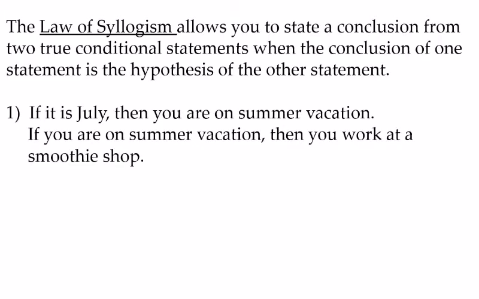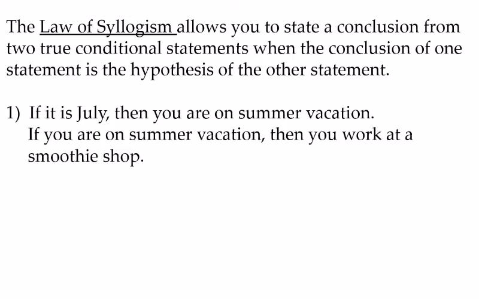So the law of syllogism allows you to state a conclusion from two true conditional statements when the conclusion of one statement is the hypothesis of the other. Sometimes it's called a logical chain. In my mind, I think of it as the domino effect, right? If one thing happens, it pushes over the next domino and so forth. Here's an example, and hopefully it'll make a little more sense this way.